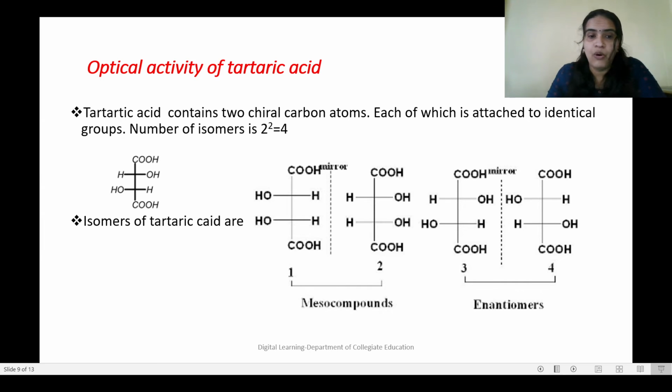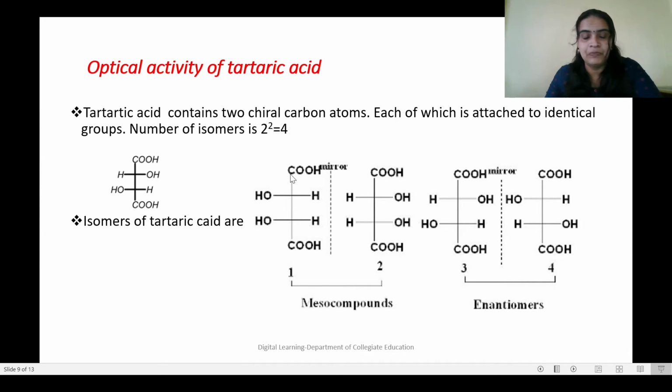Tartaric acid is a compound which contains 2 chiral carbons. And in the previous sessions, I have explained that if a compound contains more than 1 chiral carbon, the overall stereoisomers possible will be 2 raised to n. So here this tartaric acid contains 2 chiral carbons. One is here and the other one is here. So the expected stereoisomers will be 2 raised to n, 2 raised to 2, that is 4. So tartaric acid exists in 4 isomeric forms.